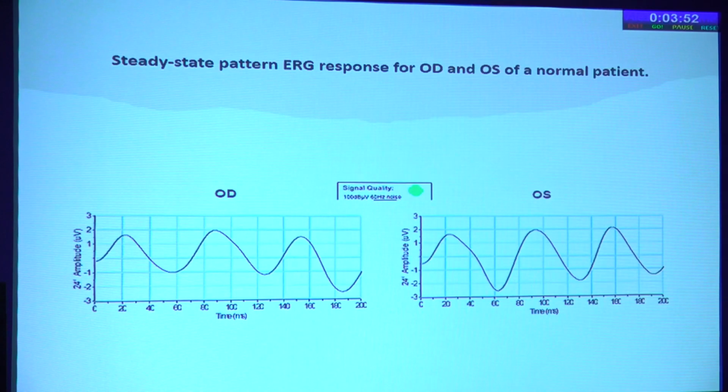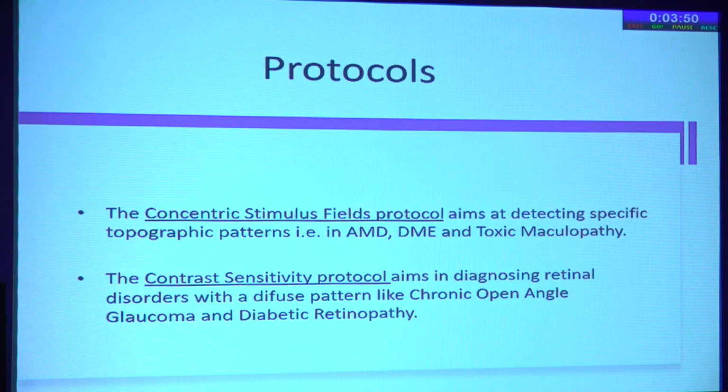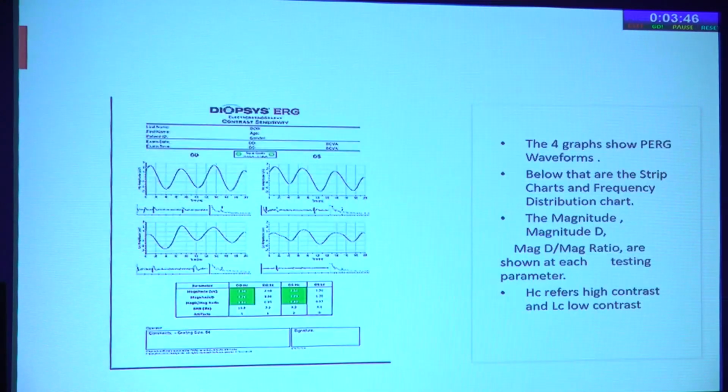This is how it looks on a normal patient. There are several protocols. The concentric stimulus protocol and contrast sensitivity protocol are both available. This is the normal graph we look at. The first thing you look at is the two green dots on top, right and left. That means the stimulus or the recording is of optimal strength. If that is yellow or red, that means the whole system is not being recorded properly.